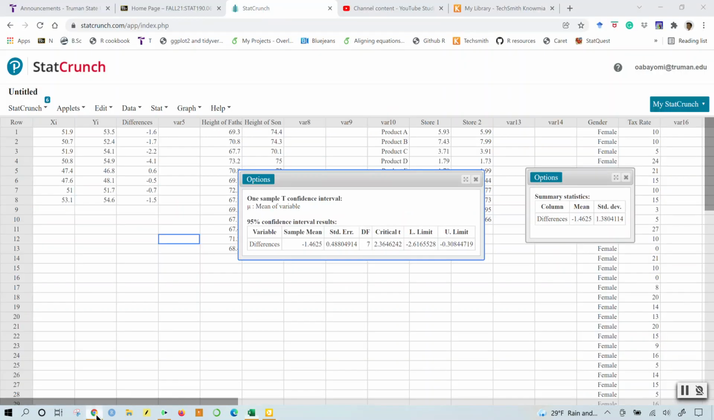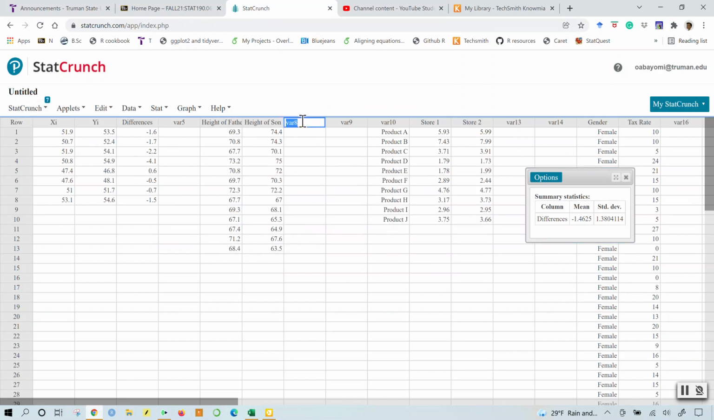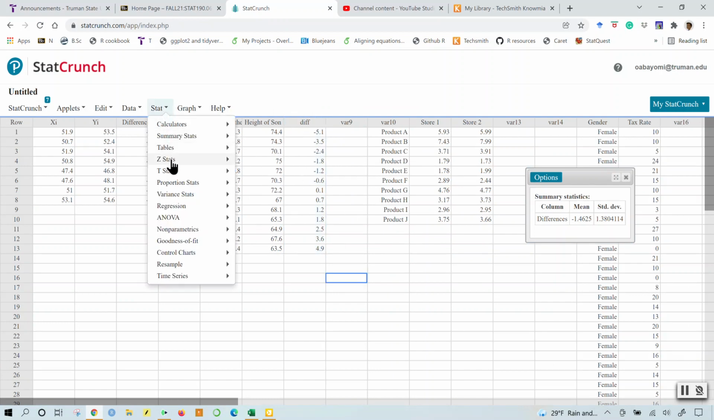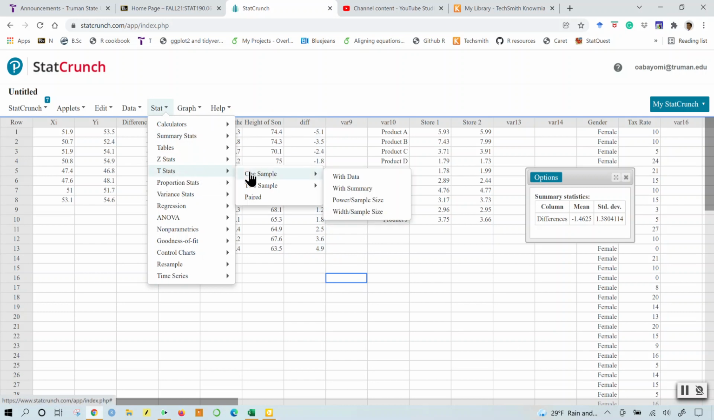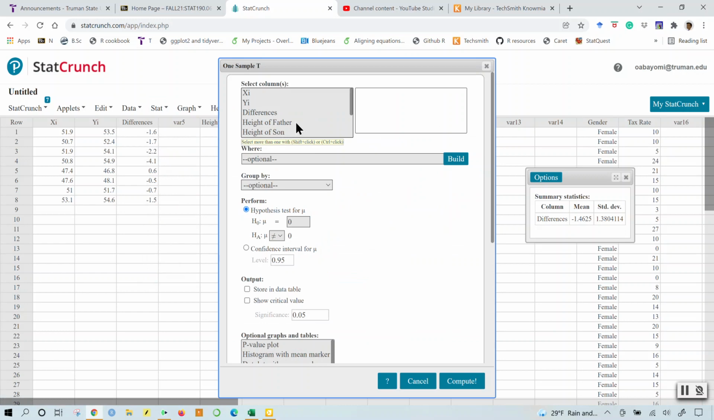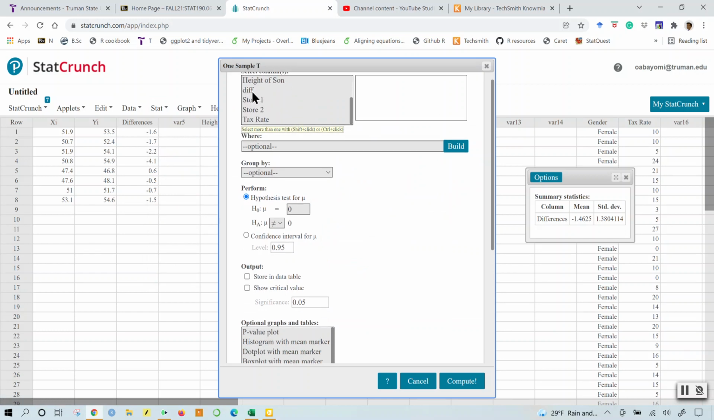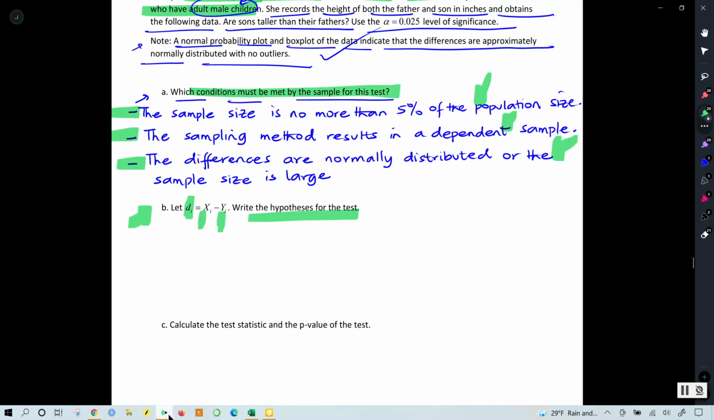I'll drag it to StatCrunch. I already have that here. So let me paste it here. Height of the father and height of the son. And then I'll go to Stats, go to T-Stats, one sample or one column with data. And I want just the difference, DIFF. And in this case, let's continue. I've gotten all my differences.